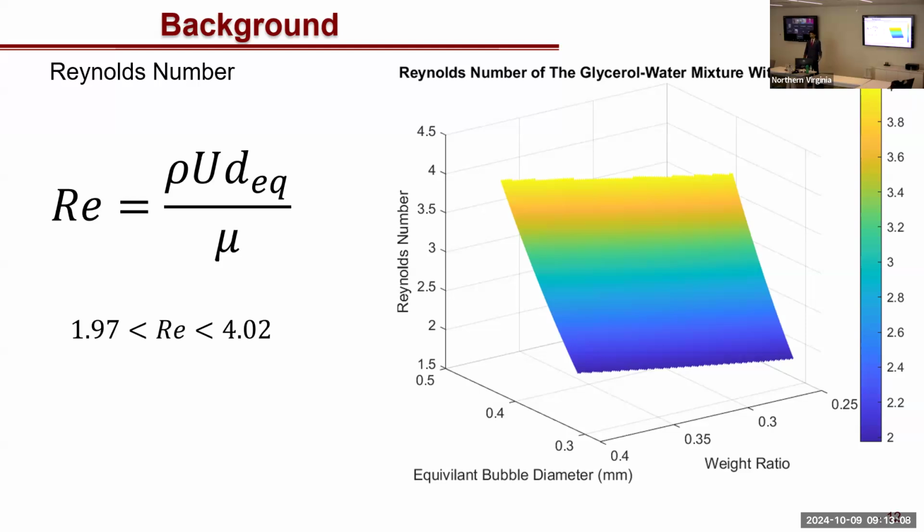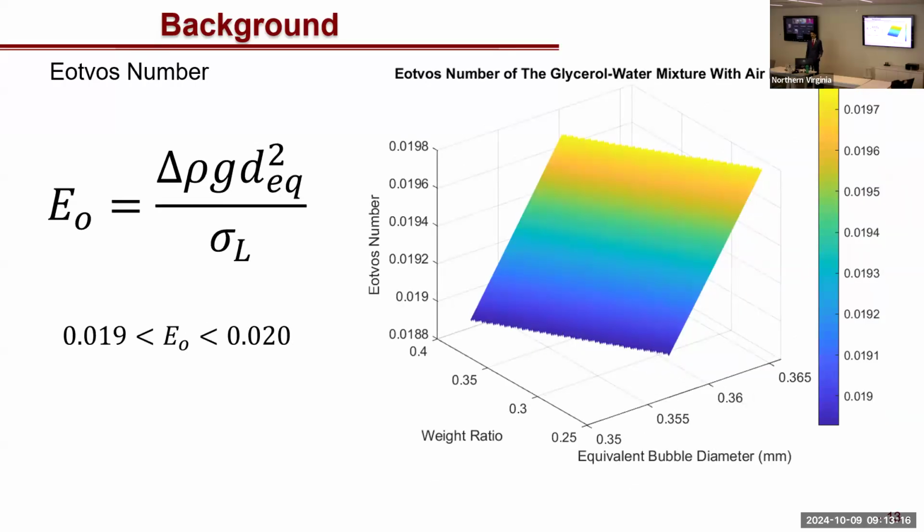So in order to further constrain this equivalent diameter to see what is acceptable to use within the surrogate fluid, we applied the constraint of the Eötvös number, and finally we get a range of 0.35 all the way up to 0.365, which is a very tight window. It's about a variation of 5%. So we need a very precise way of injecting bubbles that are very small, like 0.35 millimeters.